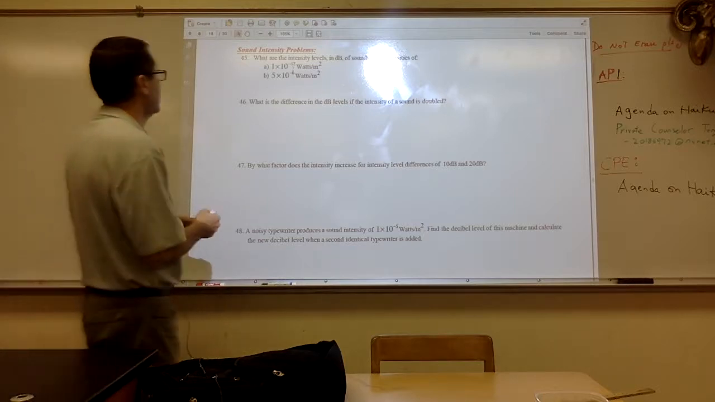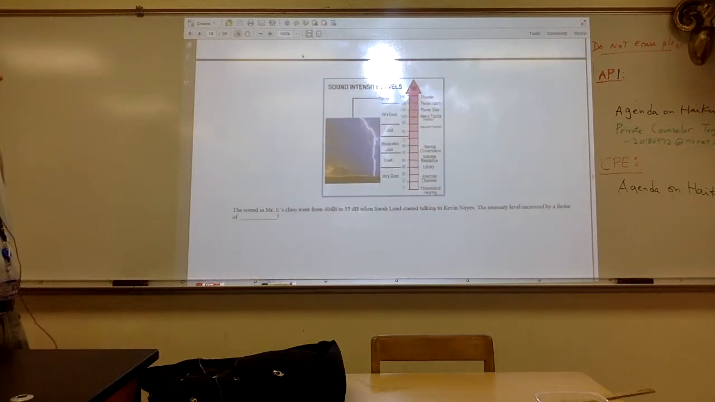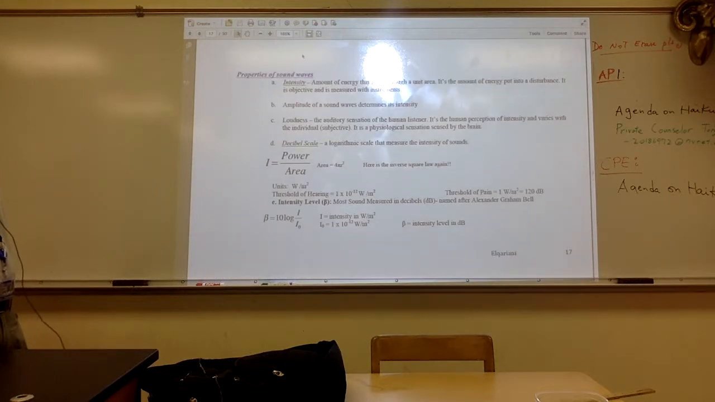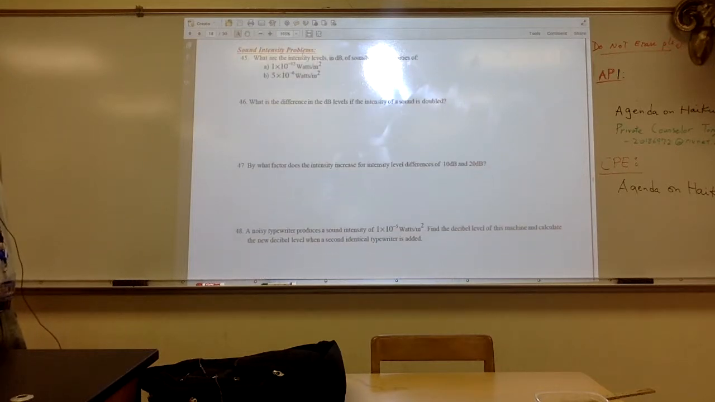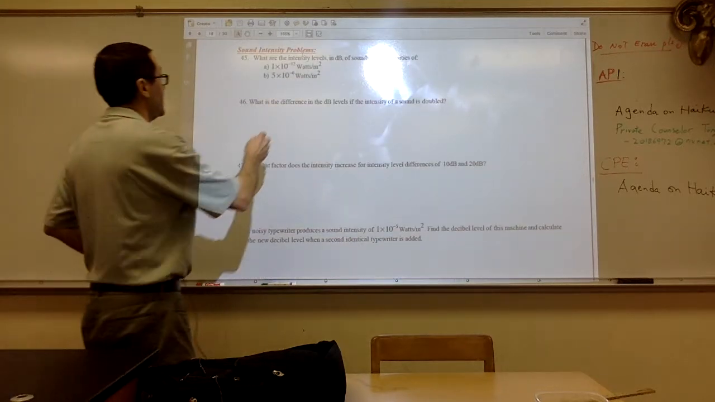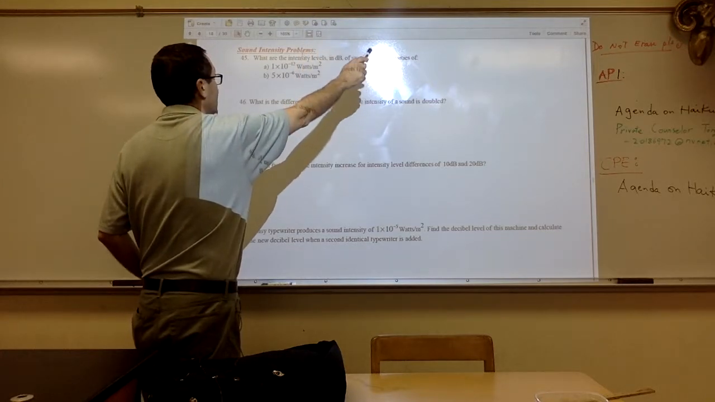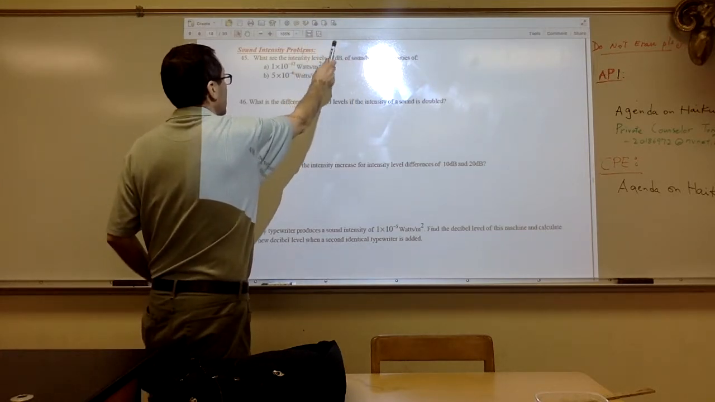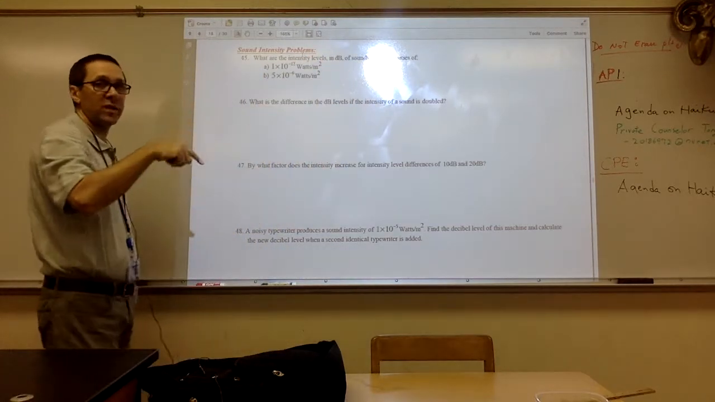All right, we're going to look at number 45. I think I covered pretty much the theory before, so hopefully you can deal with the laws of logs. What are the intensity levels in decibels of sounds with intensities of that? The intensity level, or the decibel level, is different from intensity. The intensity is your I, and the decibel level is your beta.